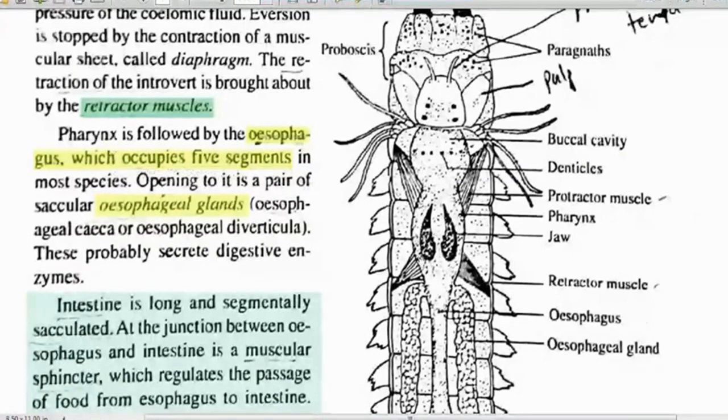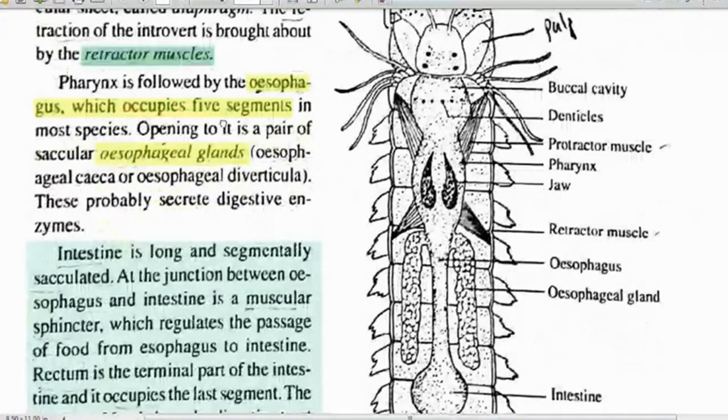Then the pharynx is followed by the esophagus, which occupies five segments in most species. After the pharynx there is an esophagus, a long tube, which you can see here.